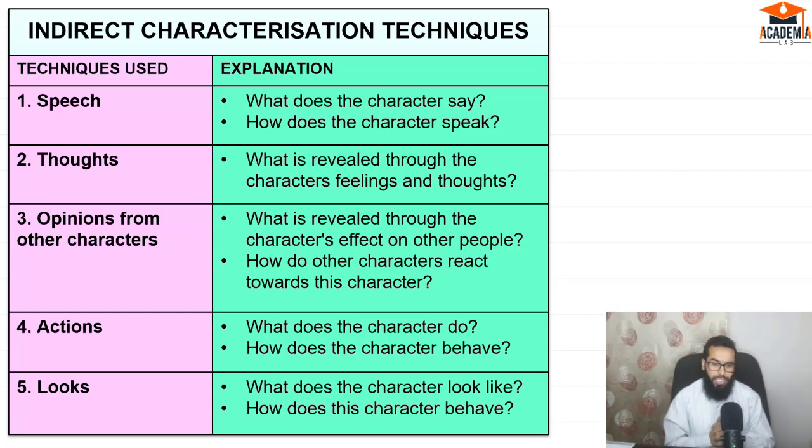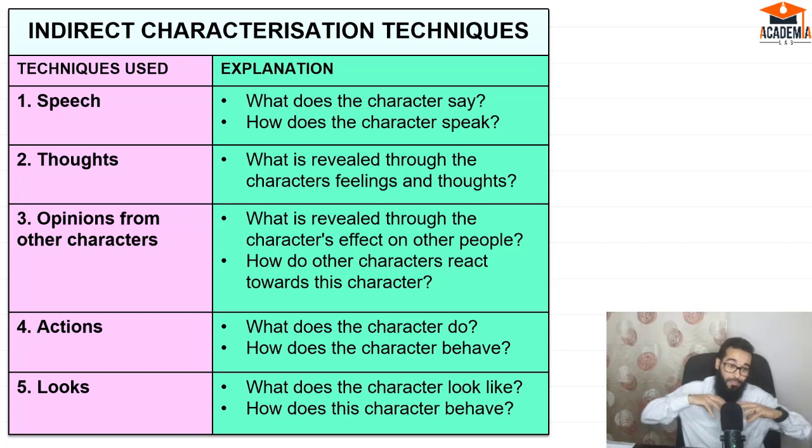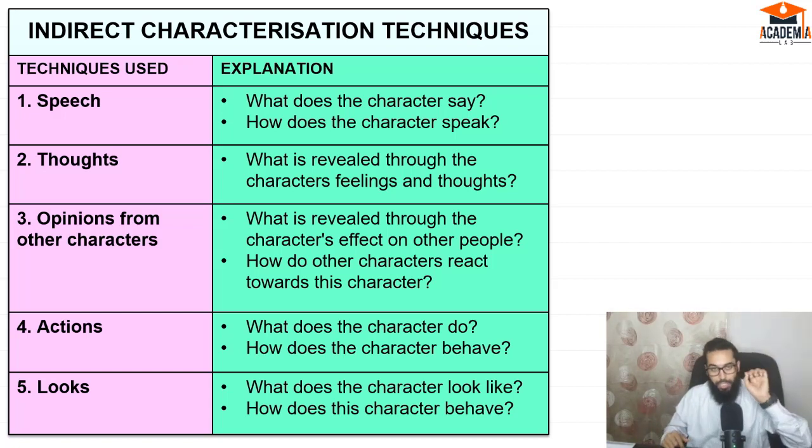Looks. What does the character look like? Is he tall? Is he short? How does the character behave? So these are the 5 techniques that the authors use in order to tell us about these characteristics indirectly. Remember that. Focus on these 5 techniques that you need to know. Write them down in your notebooks as well for future reference, because you will use direct and indirect characterization in your own stories. Off you go.